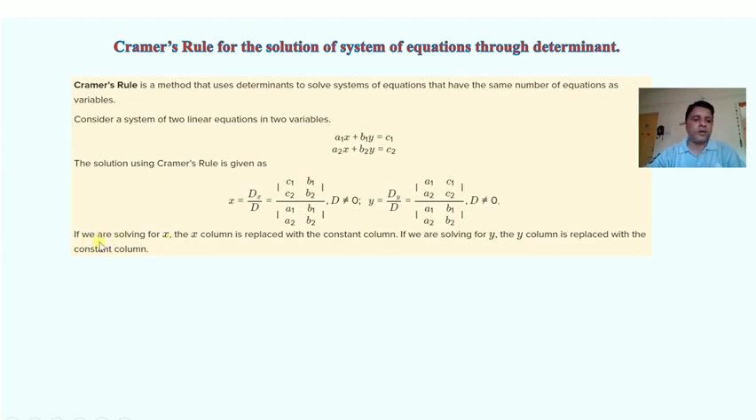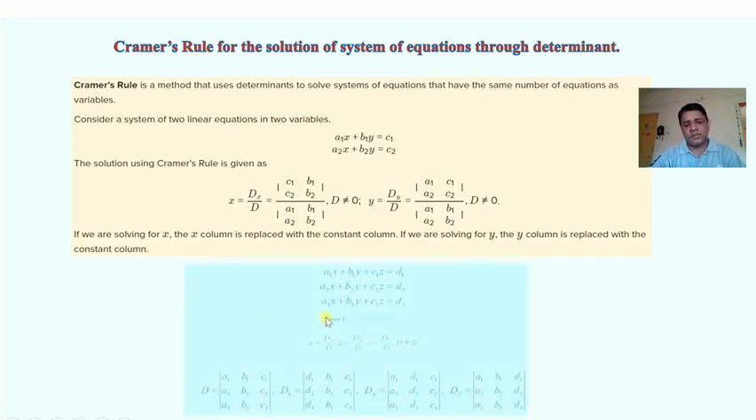If we are solving for x, the x column is replaced with the constant column. You understood what is constant? Constant column means the right-hand side. If we are solving for y, the y column is replaced with the constant column. That means in place of y we will take c1 c2. So this is 2 by 2. Now let us see what happens with 3 by 3.